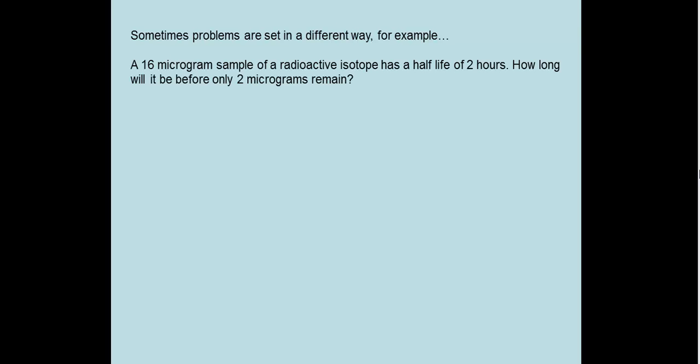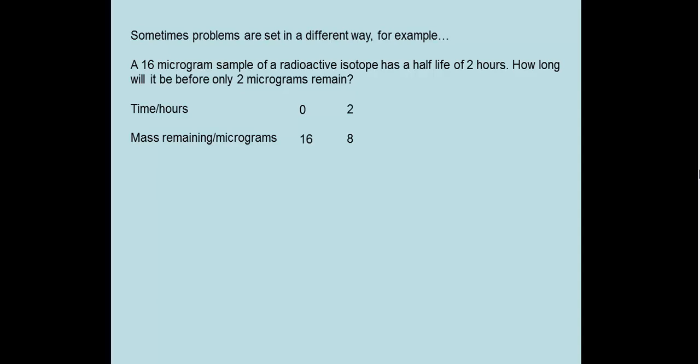Sometimes problems are set in a different way. For example, a 16 microgram sample of a radioactive isotope has a half-life of 2 hours. How long will it be before only 2 micrograms remain? Well, for this we can do a chart with time and mass remaining. We must remember to start at 0, so at 0 we had 16 micrograms.